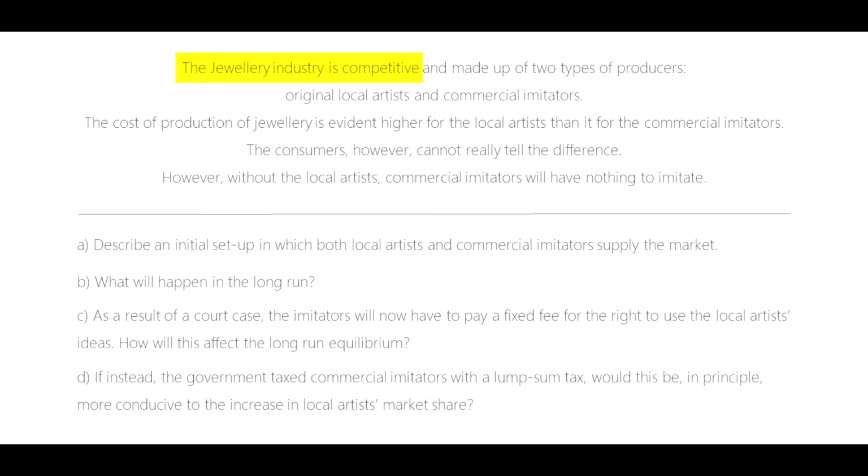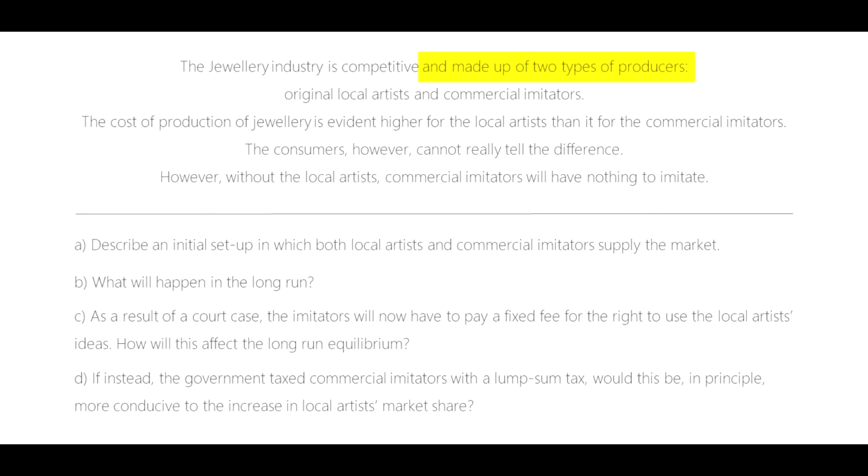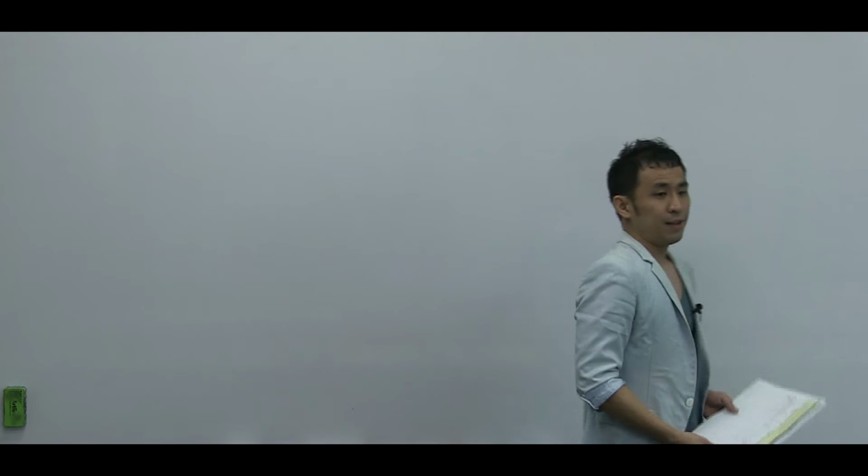The jewelry industry. Over here, the first word, let's go very, very slow to let you fully understand this question. And I hope after you understand this question, it will really strengthen your fundamentals for multi-type firm. The jewelry industry, the good here is what? Jewelry. And made up of two types of producer. Competitive, PC question, made up of two types of producer, multi-type firm.